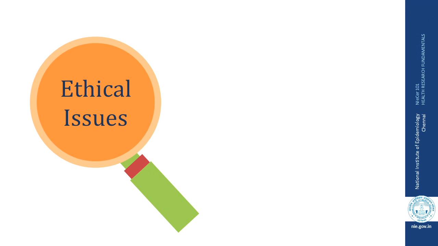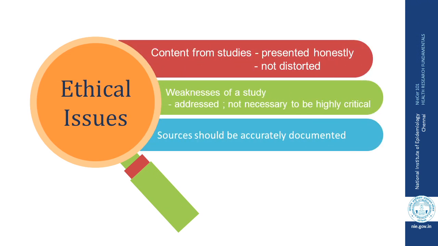And there are certain ethical issues which we need to consider when doing a literature review. Mostly, when you are retrieving information from a specific manuscript or article, the content from the study should be presented honestly and not distorted; you should not read between the lines and take only a part of the result as such. That is the most important thing. Second, any weakness of the study, again I am emphasizing, should be addressed in a very scholarly way, not too critical, from a research point of view. And finally, the source should be accurately documented.